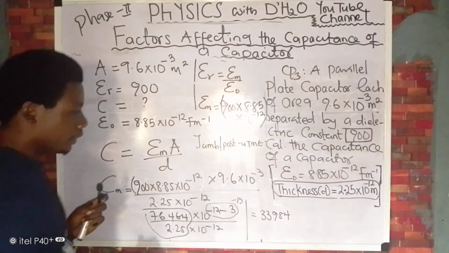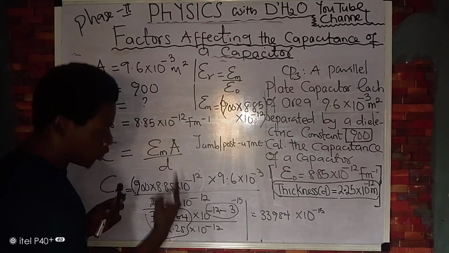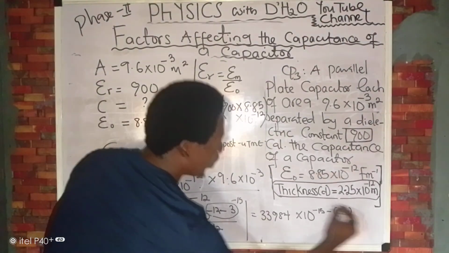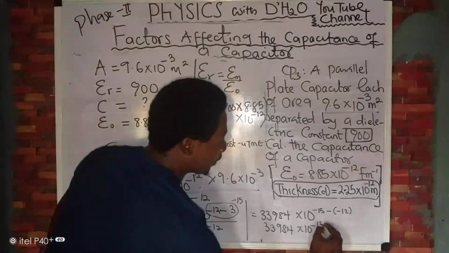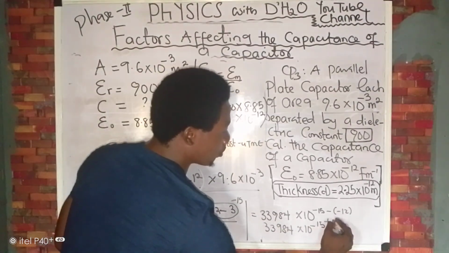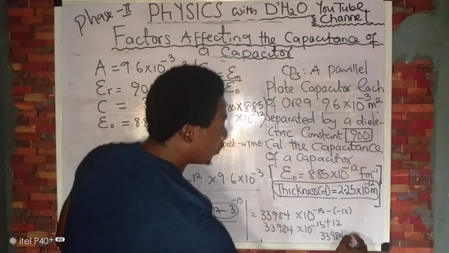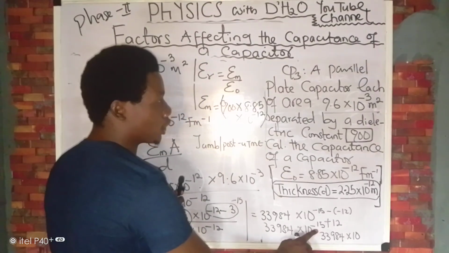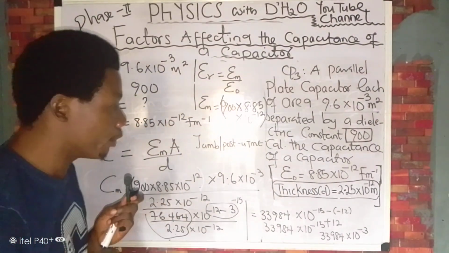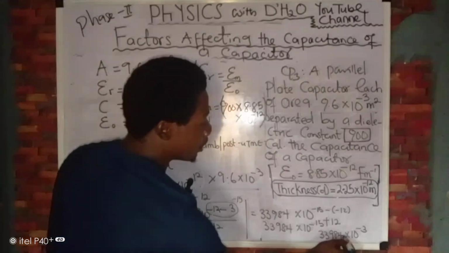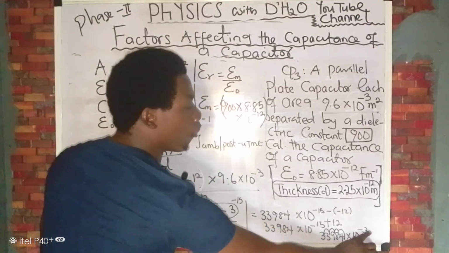So if you divide this by this, you have 33984 times 10 raised to the power of minus 15. Then when this one comes, it becomes minus 12, and minus will give us plus 12. So you have 33984 times 10 raised to the power of what? Minus 15 plus 12 will give us minus 3. So if we convert to the appropriate form, we move our decimal from here: 1, 2, 3, 4. So you have done that 4 times. You add 4 to this number.